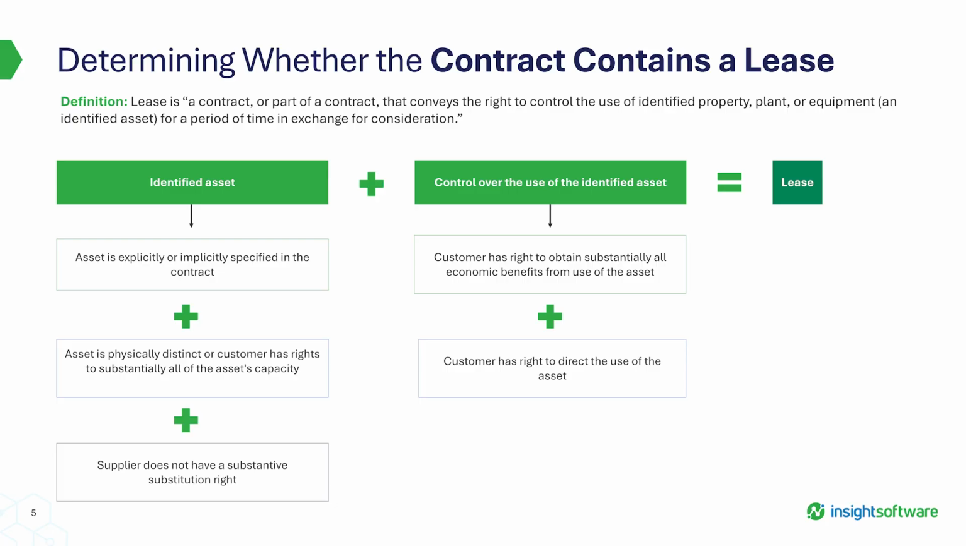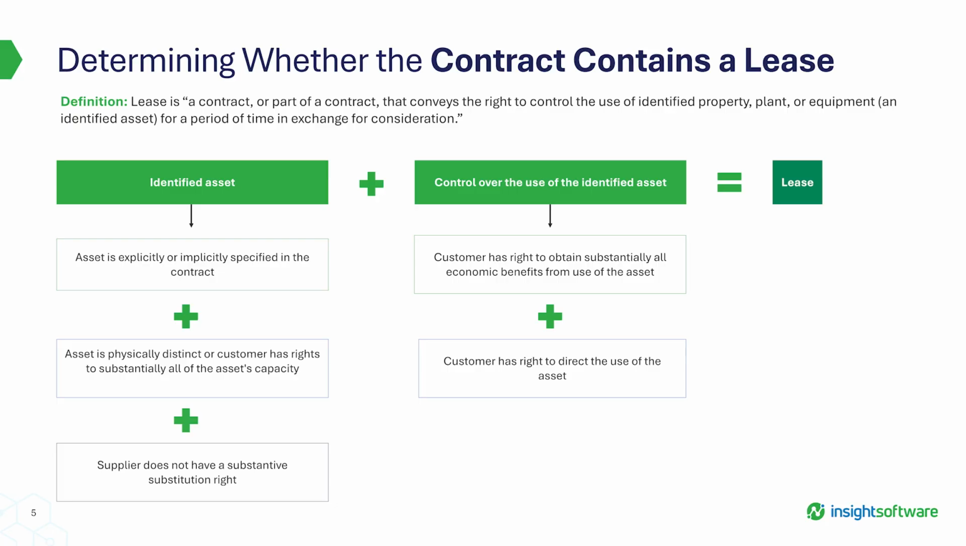To figure this out, let's look at how ASC 842 defines a lease, which is as a contract or part of a contract that conveys the right to control the use of an identified asset for a period of time in exchange for consideration. So that's the definition. Let's break that down into two key components. The first requirement is that the contract must involve an identified asset. This means that the asset must be explicitly or implicitly specified in the contract.